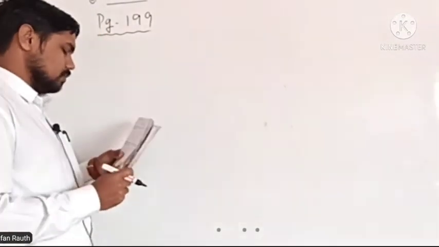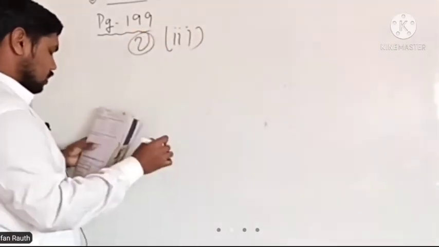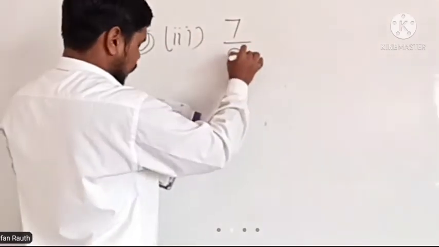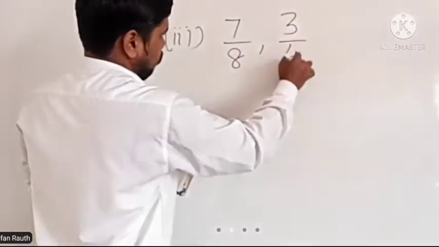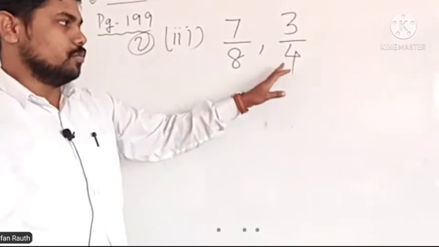So the numbers are given. Let us take the third one, the third of question number 2. So 7 by 8 and 3 by 4. These are the two numbers and it is asking to make the same denominator. Since it is the denominator, we have to make both the same.